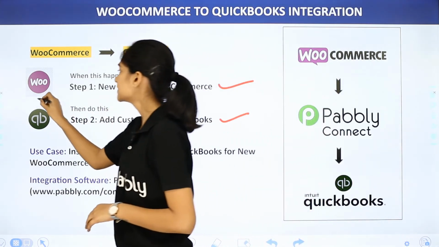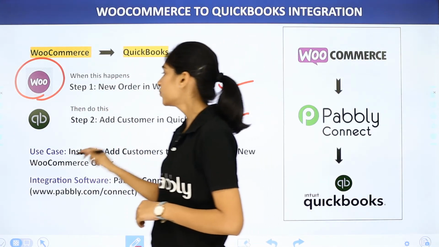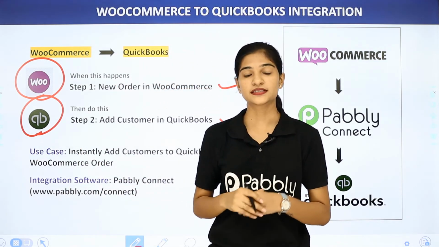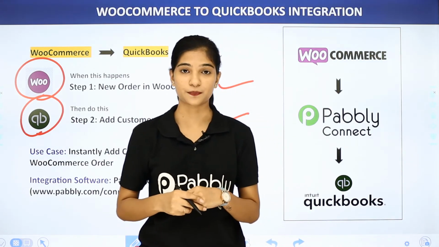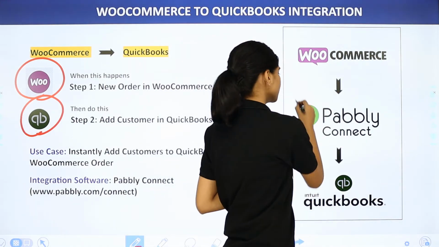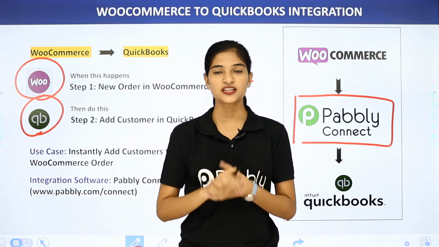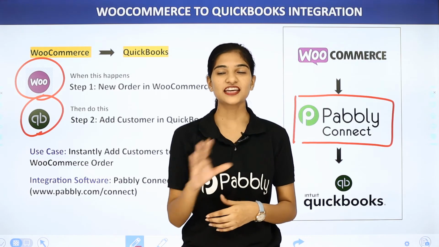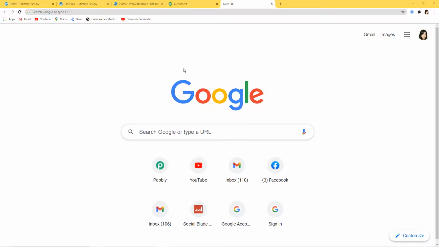So WooCommerce is a software application where you can set up your online store, whereas QuickBooks is an online accounting software program. So the problem here is that WooCommerce and QuickBooks don't have any integration between them, and that is why we are going to use Pabbly Connect, a third-party application software, to integrate both these software applications. The best part here is you don't require any knowledge of coding. So let me show you this on my screen.